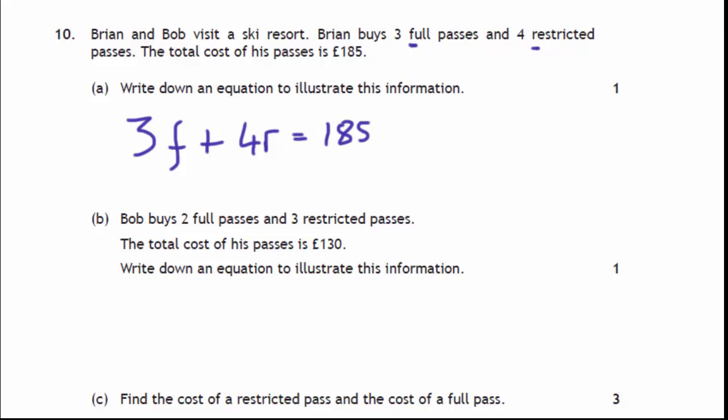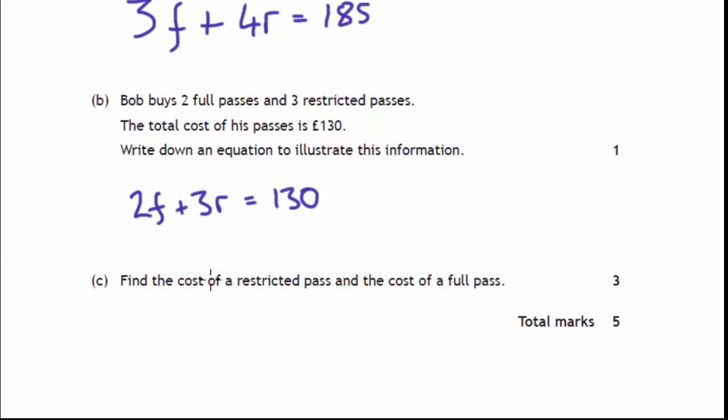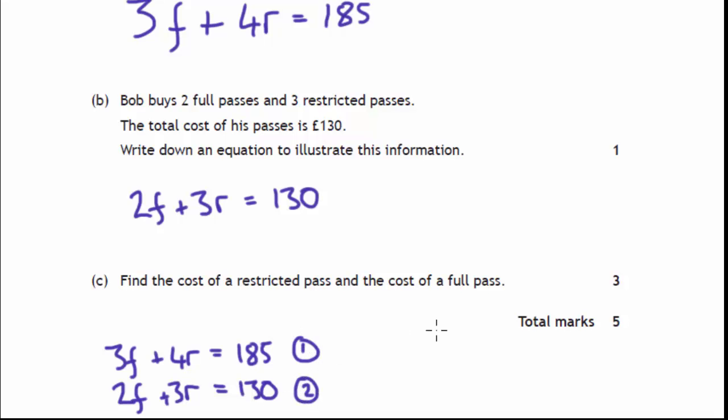Okay. You then have Bob, who bought two full passes plus three restricted passes, and that equals £130. And then we're just trying to work out how much a full pass and a restricted pass is. So you'd want to write these two equations back down here. So that's 3f plus 4r, that equals 185. And that is 2f for Bob plus 3r, and that is £130. And it's always handy just to number these equations.